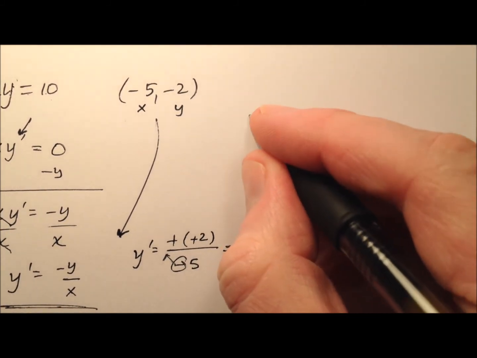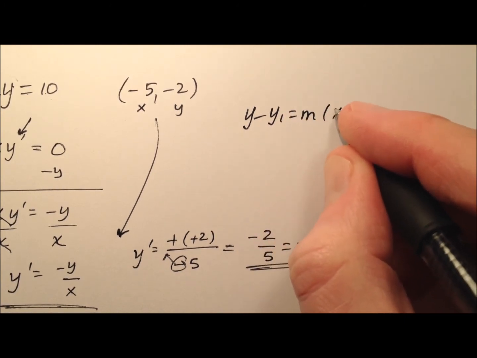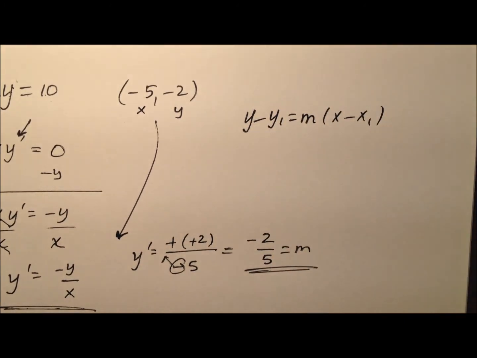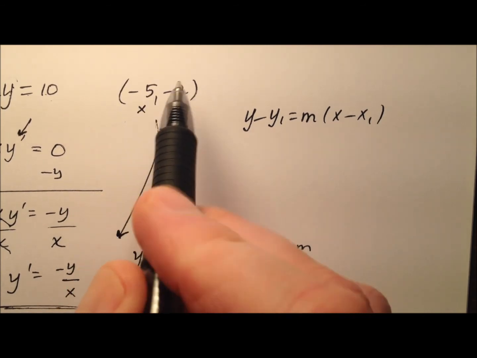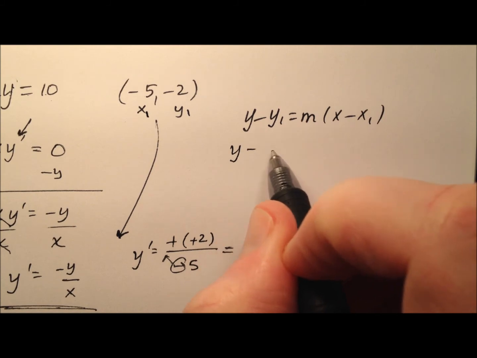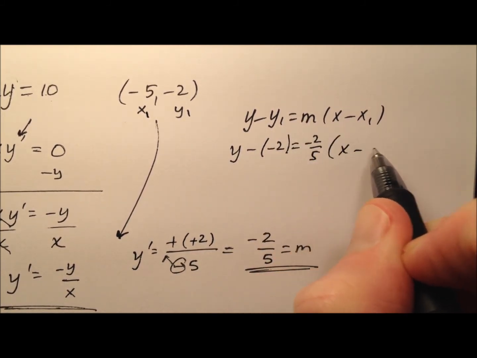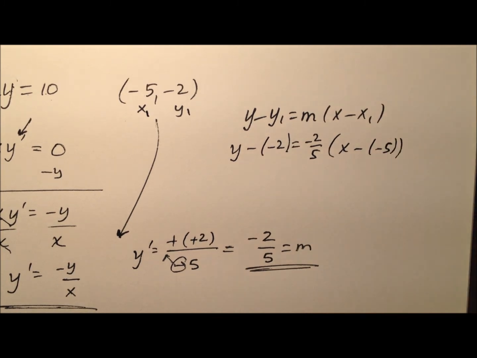So I can do it in point-slope form. y minus y1 equals the slope m times the quantity x minus x1. And of course, these are my coordinates, so the x1 and the y1. So I can say y minus -2 equals that slope -2/5, and then x minus -5.